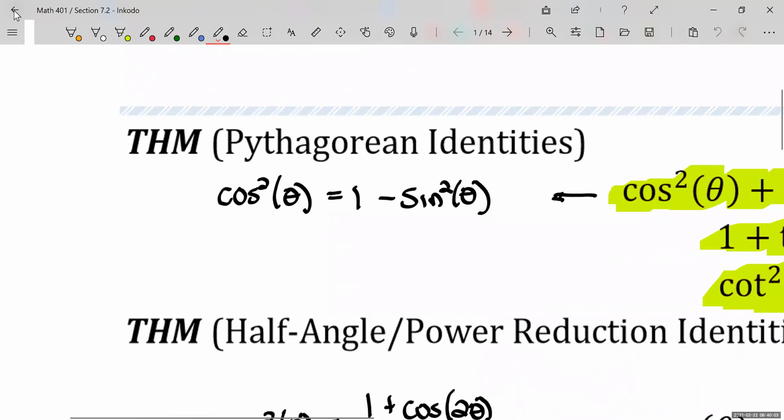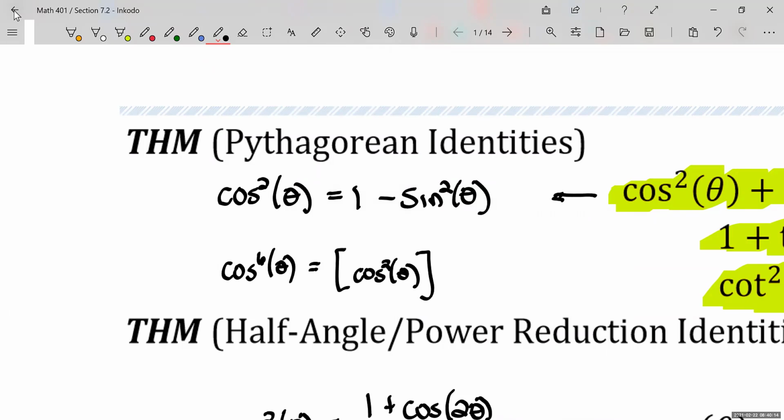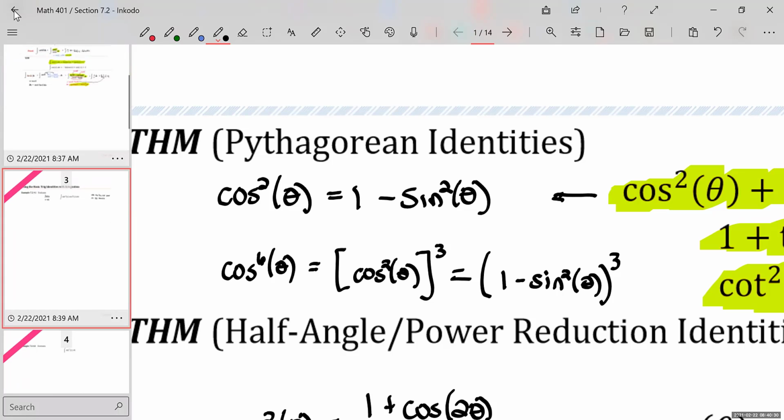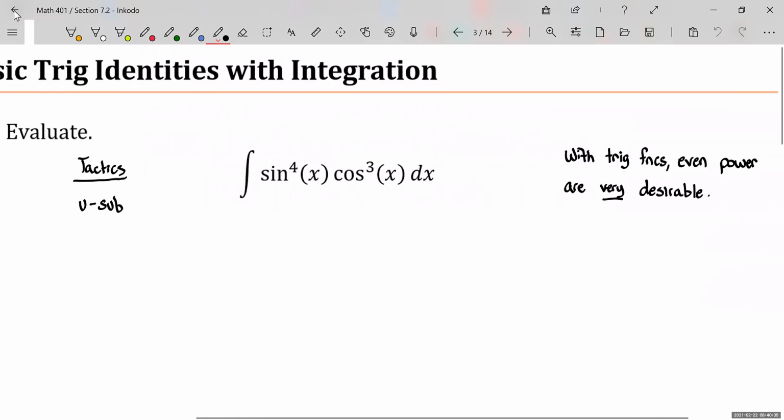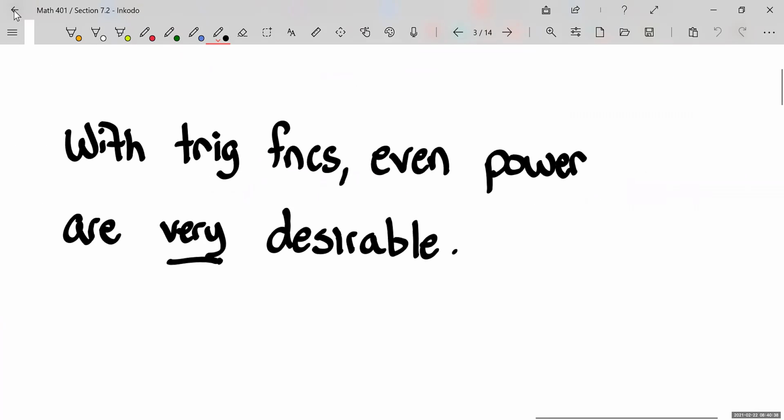If somebody said, oh, I don't have a cosine squared, I have a cosine to the sixth, for example, well, that's the same thing as cosine squared to the third. And a cosine squared is 1 minus sine squared. So my goal of using even powers is a very important goal to keep in mind when you're dealing with trig functions. Trig functions with even powers are very, very desirable.